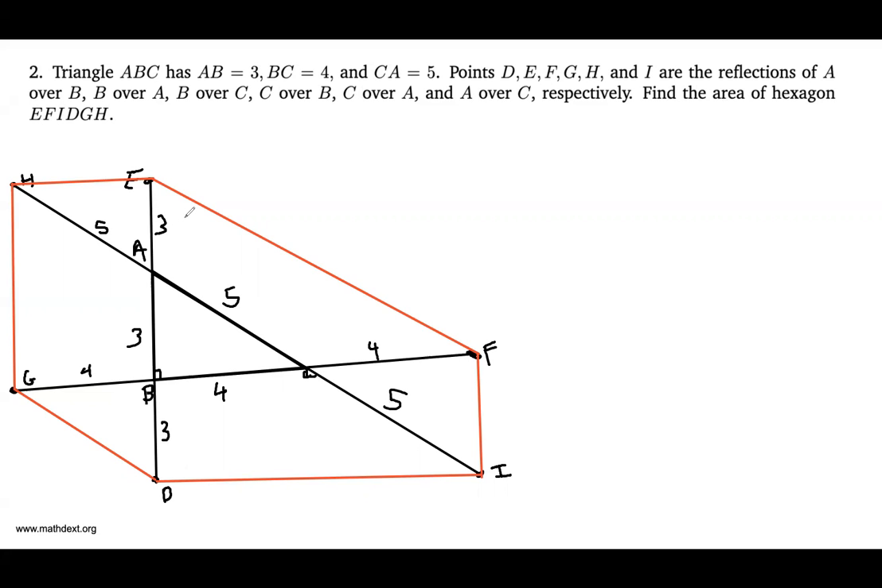And what else can we say? We can say that this triangle ICF is congruent to triangle ACB. Let me write that down. ICF is congruent to triangle ACB. Why is that? The reason is because you have side angle side. AC equals IC, BC equals FC, and this angle is equal to this angle because they're opposite angles. Because of that, IF is equal to 3, and this angle is also a right angle.